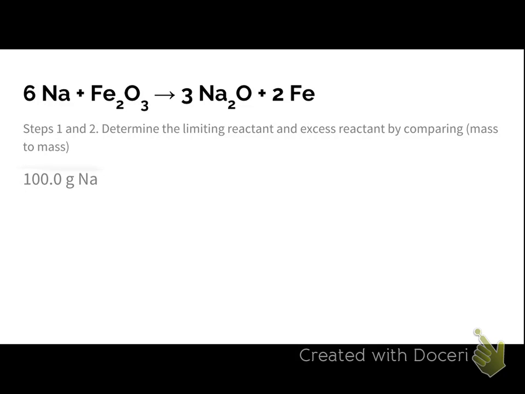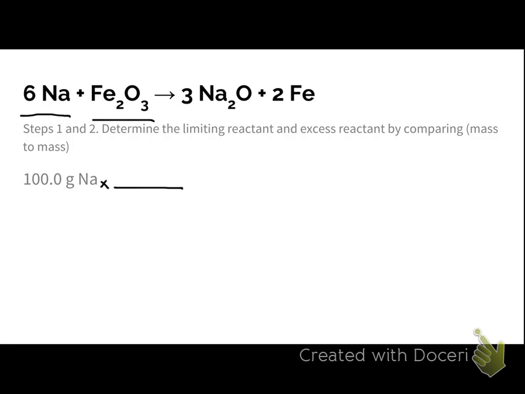So let's say we start out with 100 grams of sodium. You're going to ask, could we start out with the 100 grams of iron or the iron 3 oxide? Yes, you can start out with either one. I'm going to show you what it's going to look like because you can gather the same information from both. Just for right now, we're going to start out with the sodium, and we're going to try and go from grams of sodium to grams of the iron 3 oxide. We're going to compare these two.